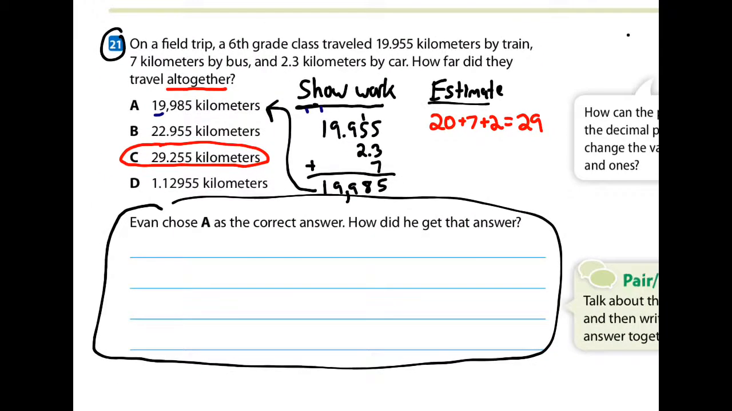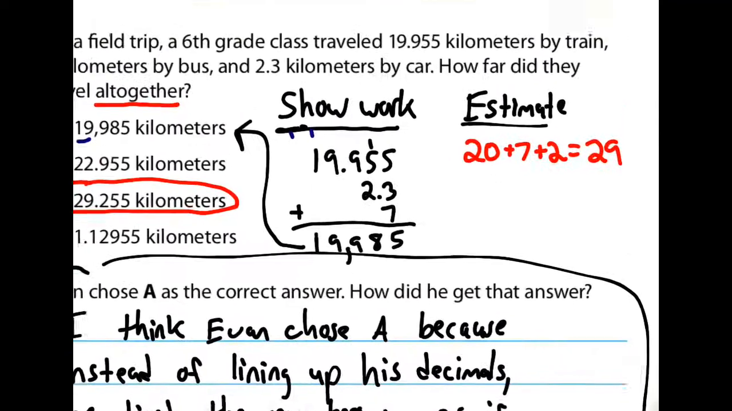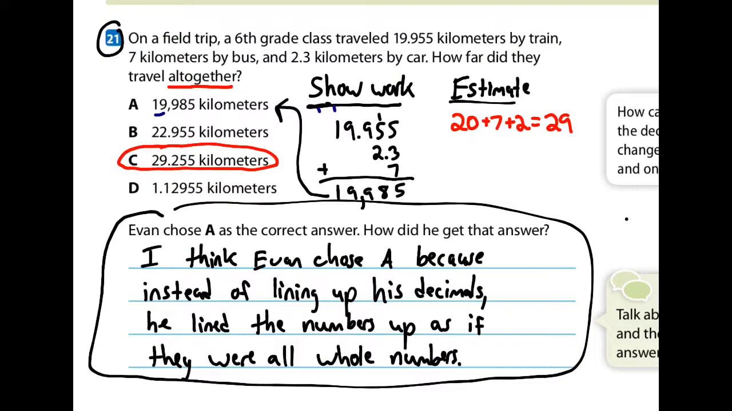Alright, so now for part A, Evan chose A. I'm going to write down my explanation here. Okay, so here's what I said. Remember, yours does not have to be this exact thing. So I said, I think Evan chose A because instead of lining up his decimals, he lined the numbers up as if they were all whole numbers. So you see how he just moved everything to the right like you would with a whole number? You'd line everything up and you get those digits. That's what I think he did.